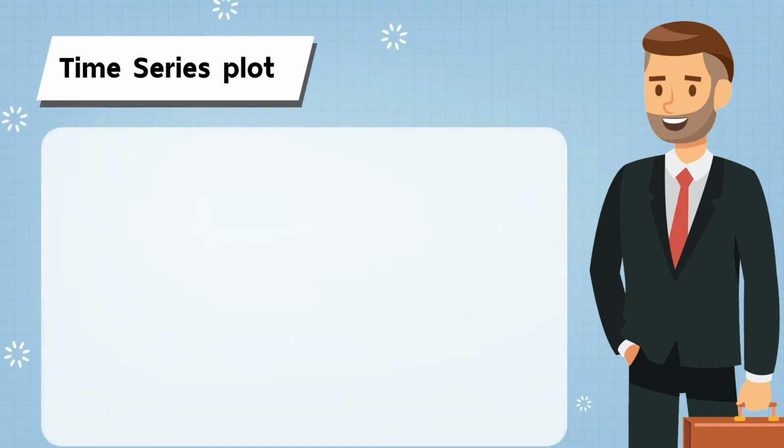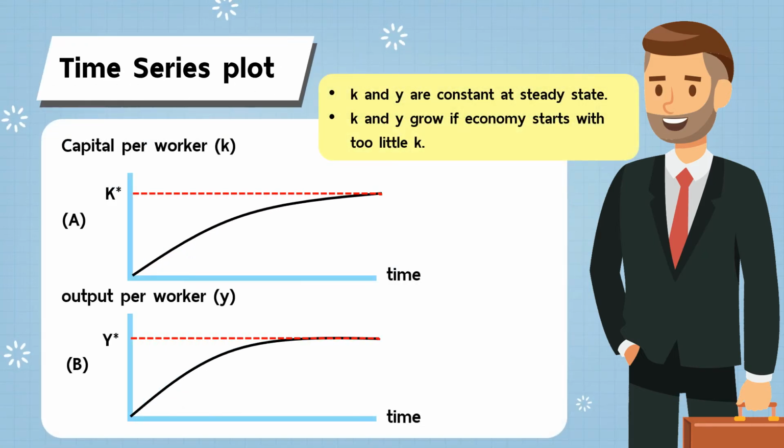Next, we will do a time series plot for capital per worker and output per worker. Figure A illustrates time series plot for capital per worker, and Figure B illustrates time series plot for output per worker. We need to know that output per worker and capital per worker are constant at steady state. If we assume that the economy starts with too little capital, output per worker and capital per worker will grow, like you see on figure A and B.